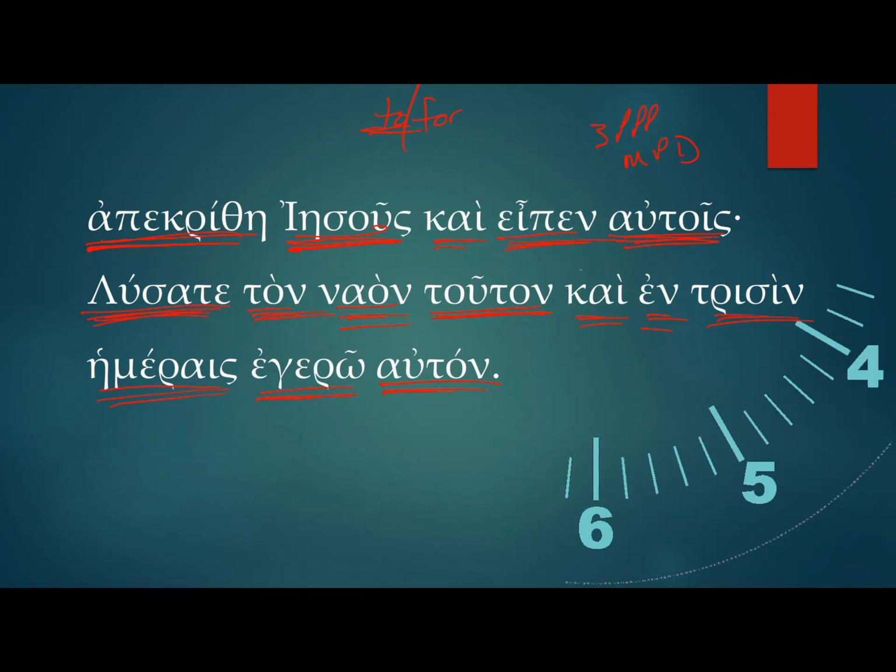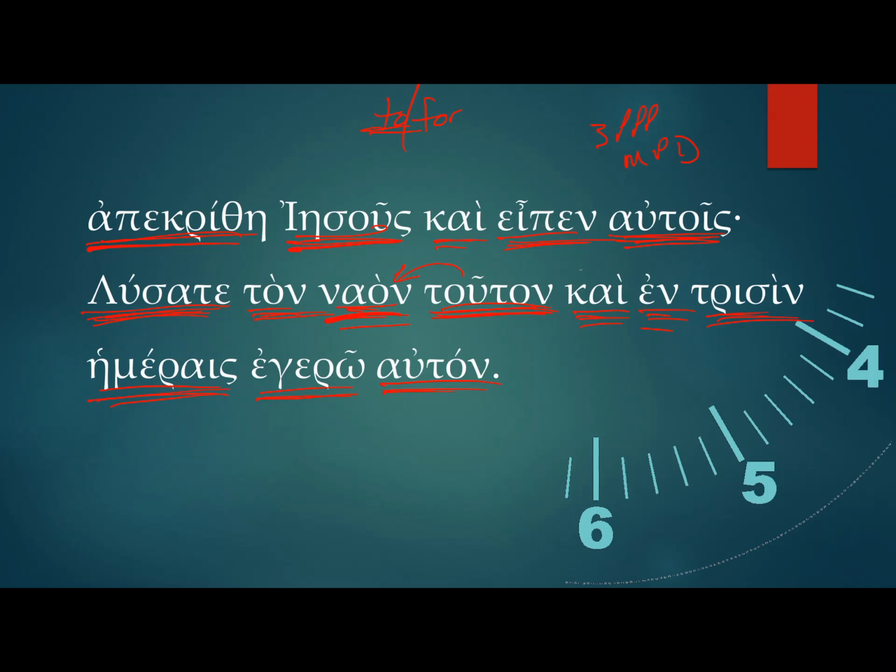Lysate ton naon touton, destroy this temple. Okay, so touton is modifying temple. This is the demonstrative pronoun pointing out, this is the temple that I am talking about. So you destroy this temple, and in 3 days.